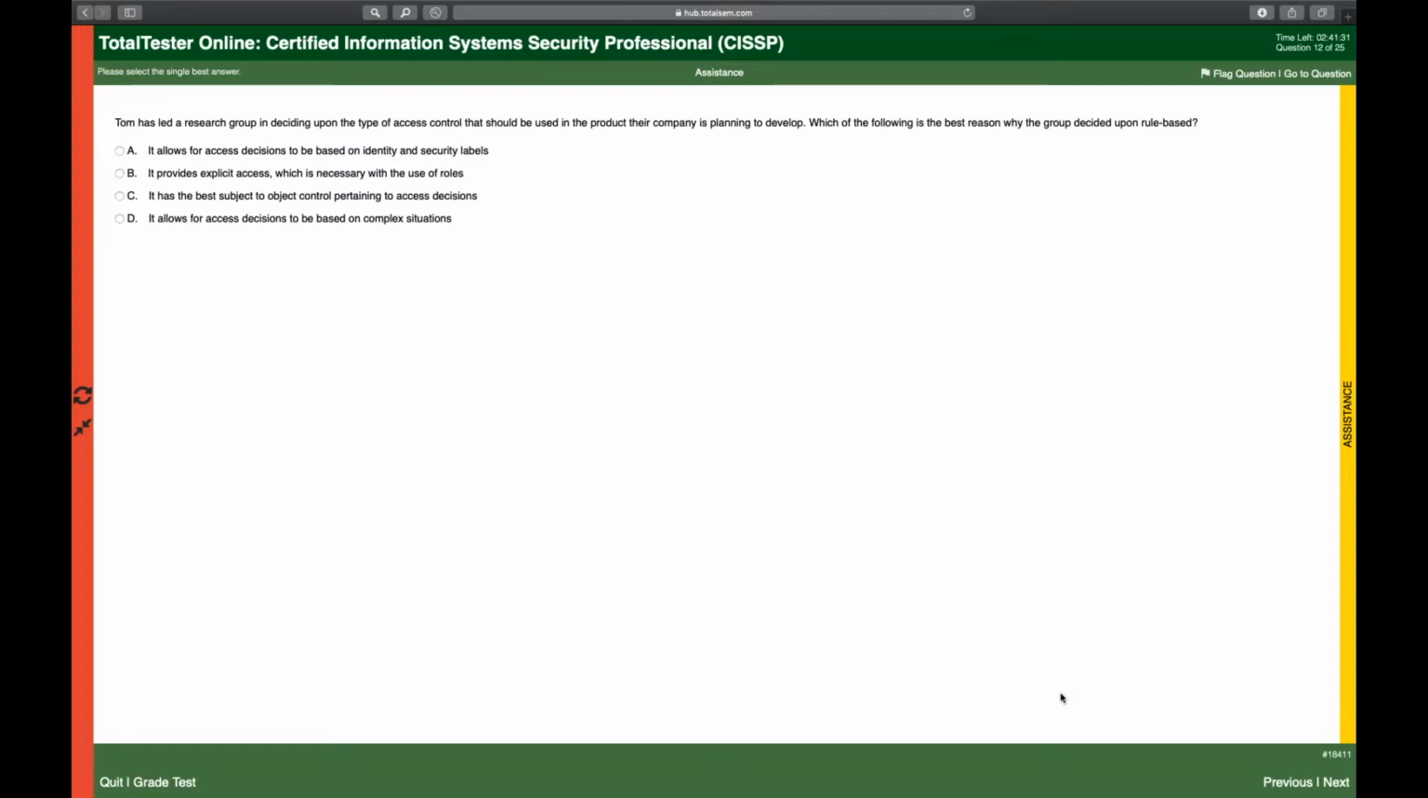And the rule-based security is where they base it off of organizations that have multiple groups.